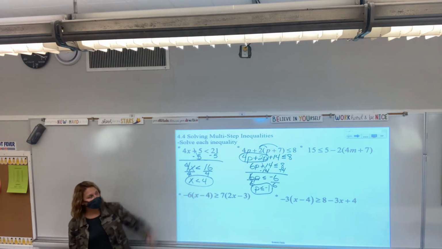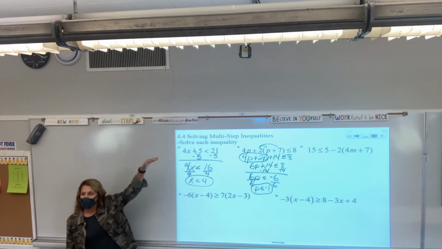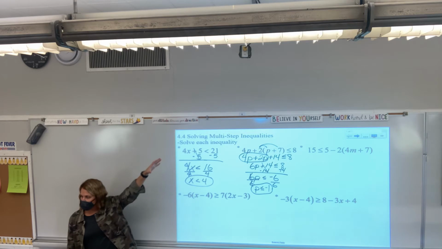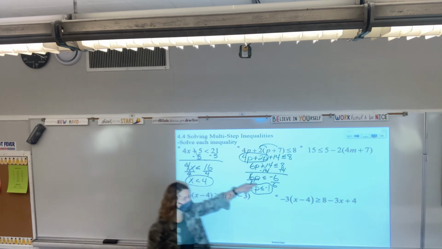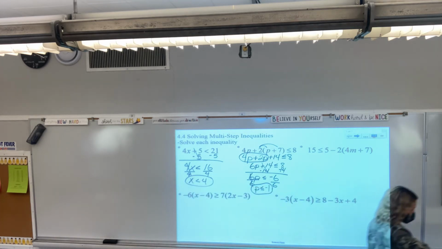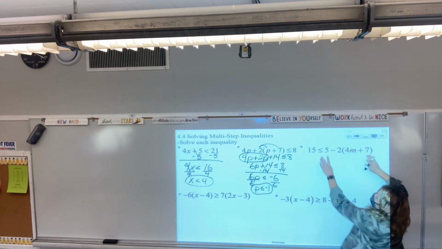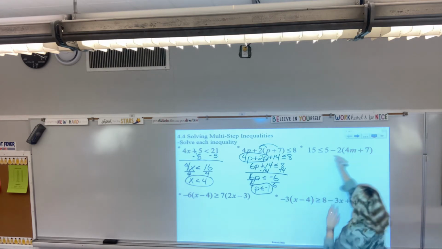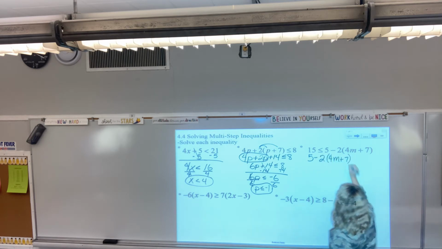Okay, now this last one here on the top, it's set up over on the right. We can go ahead and solve it while it's over there, or we can rearrange it. Ben, what do you want to do? You want to leave it and solve it or rearrange it? Rearrange. I like that. Me too. So I'm going to write this first: 5 minus 2 times 4n plus 7.